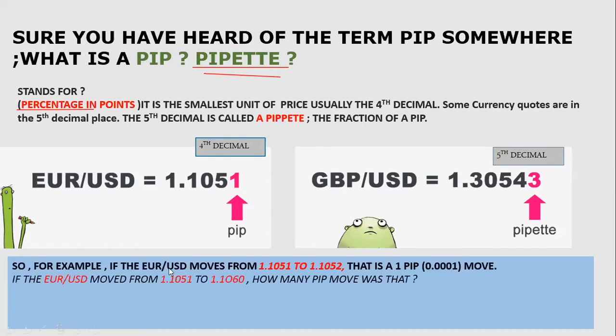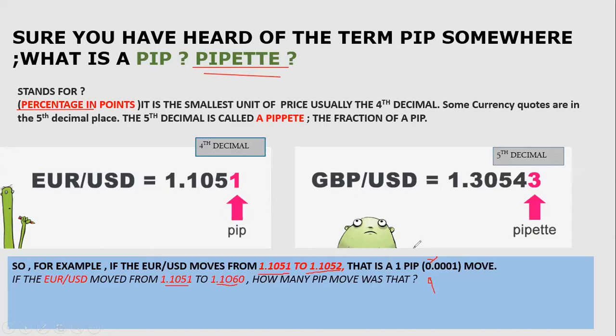So for example, if the Euro USD moves from 1.1051 to 1.1052, that is 1 pip, right? So meaning it is 0.0001. So this minus this, like I did earlier on, this is it. If the Euro USD moves from 1.1051 to 1.1060, that would be a 9 pip move, 9 pips. I did the math for it.